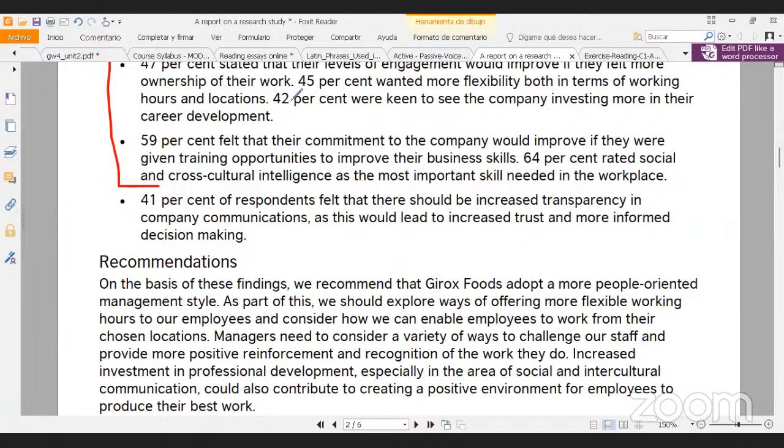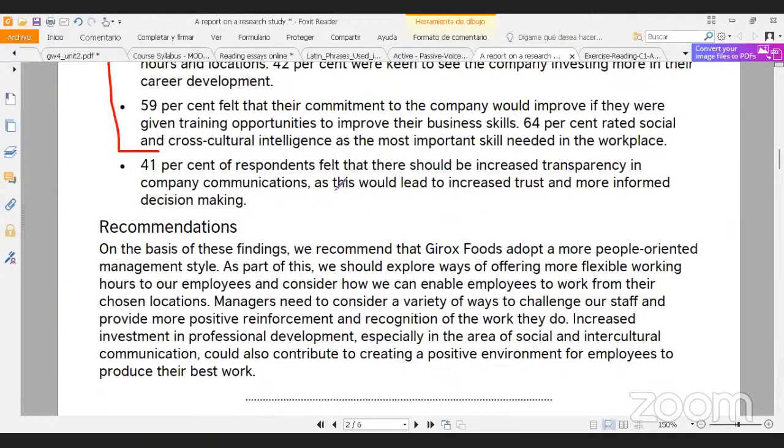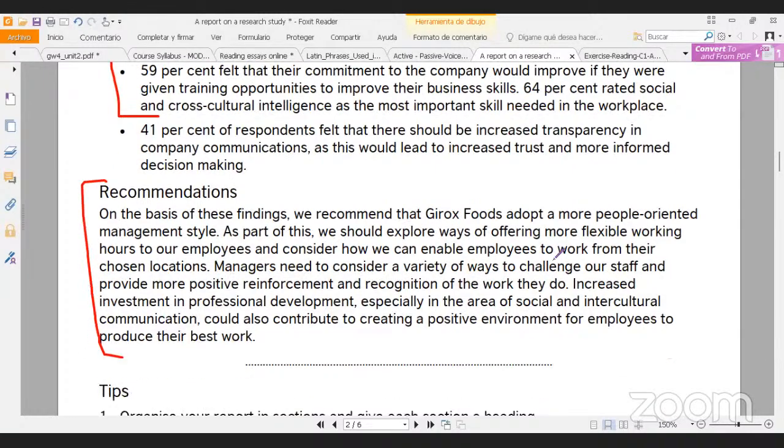Okay. 41% of respondents felt that there should be increased transparency in company communications, as this would lead to increased trust. Uh-oh. Give me just a second. Where was I? I lost track. Increased trust and more informed decision making. Okay. Good. Camila, would you go for the recommendations part?